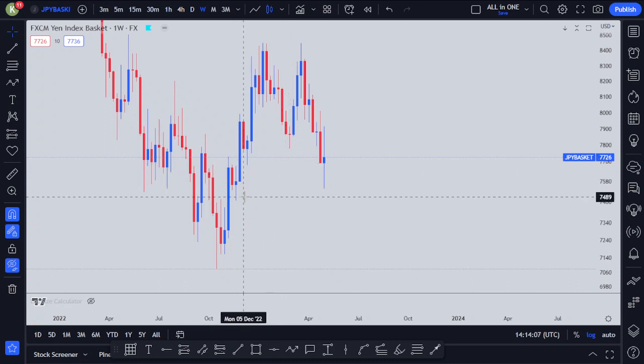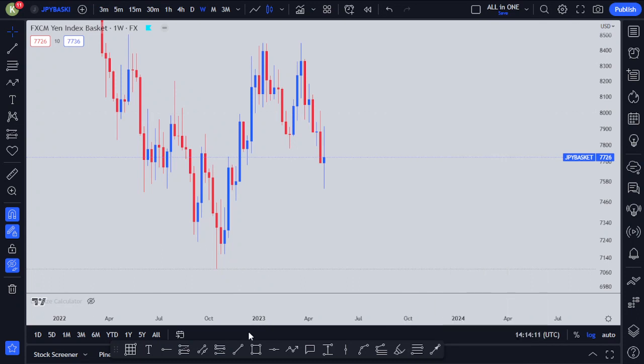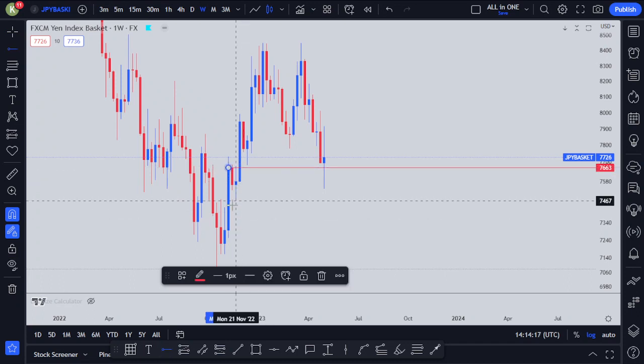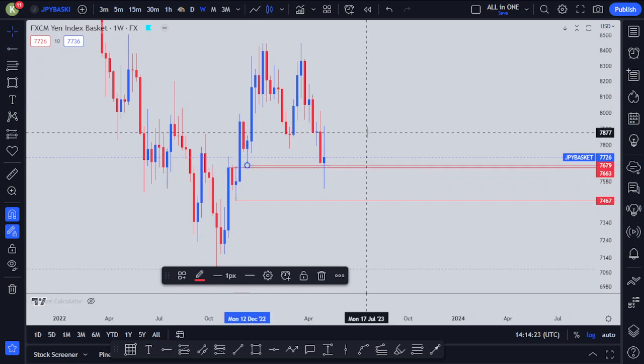Let me remove all drawings. That was because this formation of validation and invalidation, which I gave you last week, was not tested. So we had a phase structure break over here, and a phase structure break over here.